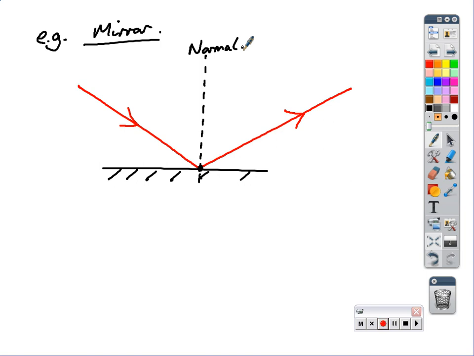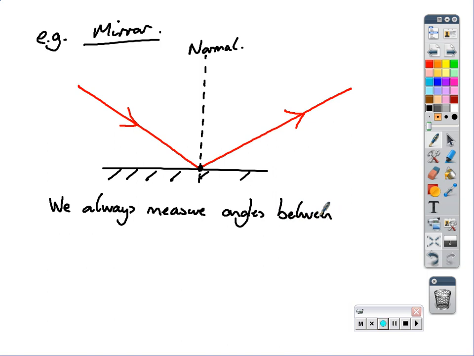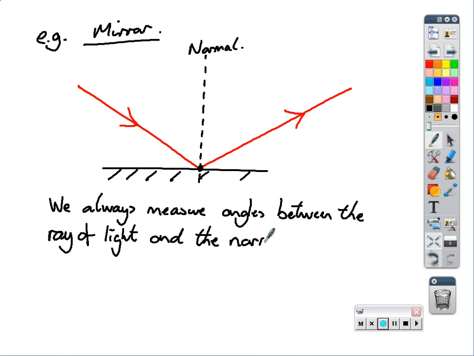We always measure angles between the normal line and the ray of light. Okay? That's another thing. We always measure angles between the ray of light and the normal. And the angles we'd be interested in are this angle here and this angle here. The two are separate angles. Okay?